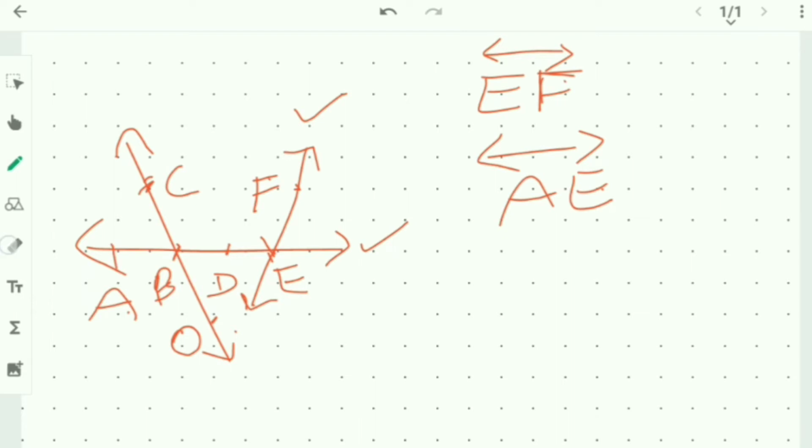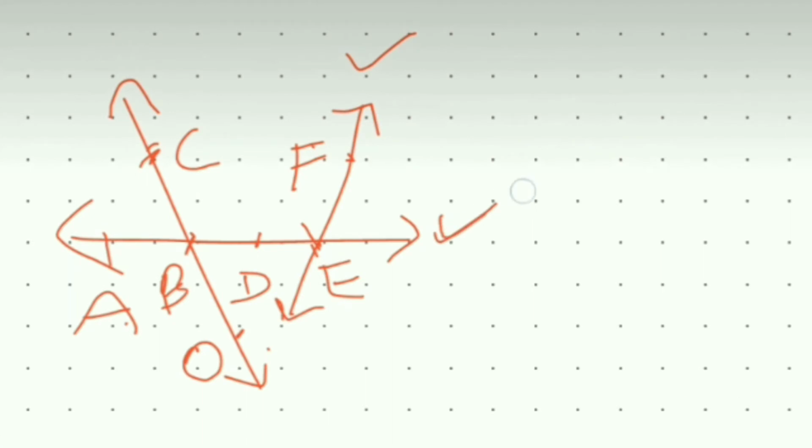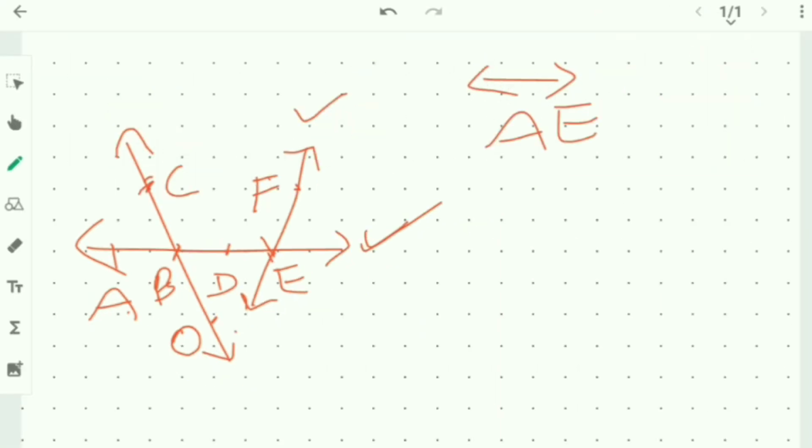The next subdivision is the line passing through A. Which line is passing through A? Only one line. See, only this line is passing through A. So you'll be writing it as AE. This line passes through A.